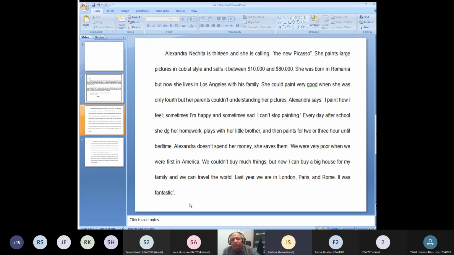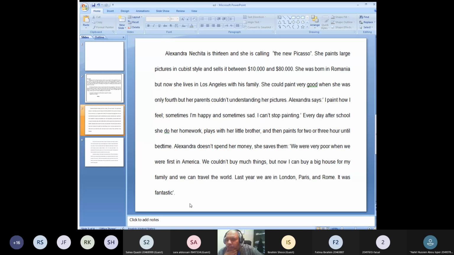One more. Yeah, she paints. She paints here. Not paint. With past. She painted. Why? Large pictures. No, she paints. We're giving general ideas about her. When you talk about somebody and he is still alive, we're talking about his or her style. We use the present. She paints. She paints large pictures in cubist style and sells it between 10,000 and 80,000, which is big money.